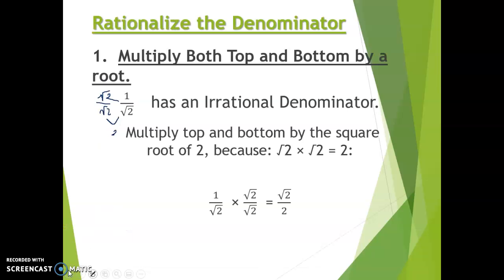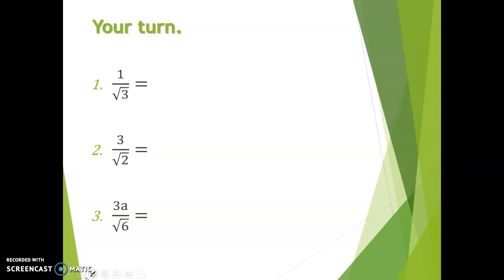Alright, so I'm having some technical difficulty here, and I think I've been cut off. I'm not sure what I was saying just a second ago, so I apologize if this part right here is kind of glitchy. But this is just a review of rationalizing the denominator, so let's try 3 examples on your own. Pause the video, try these, and come back to check your work.